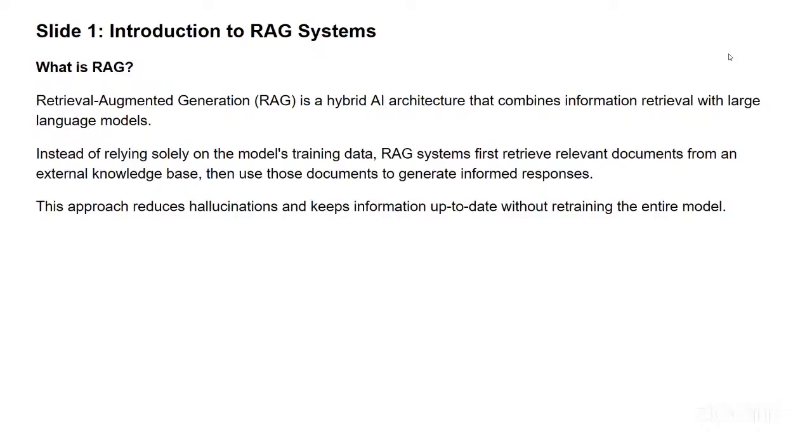So again, RAG is a hybrid AI architecture that combines information retrieval with large language models. I'm just trying to give a very high-level view. Instead of relying solely on the model's training data, which might be limited, RAG systems allow the model to get more information and help the users answer questions. This approach also reduces hallucinations from the LLM side and keeps information up to date without retraining the entire model. So that is the advantage.